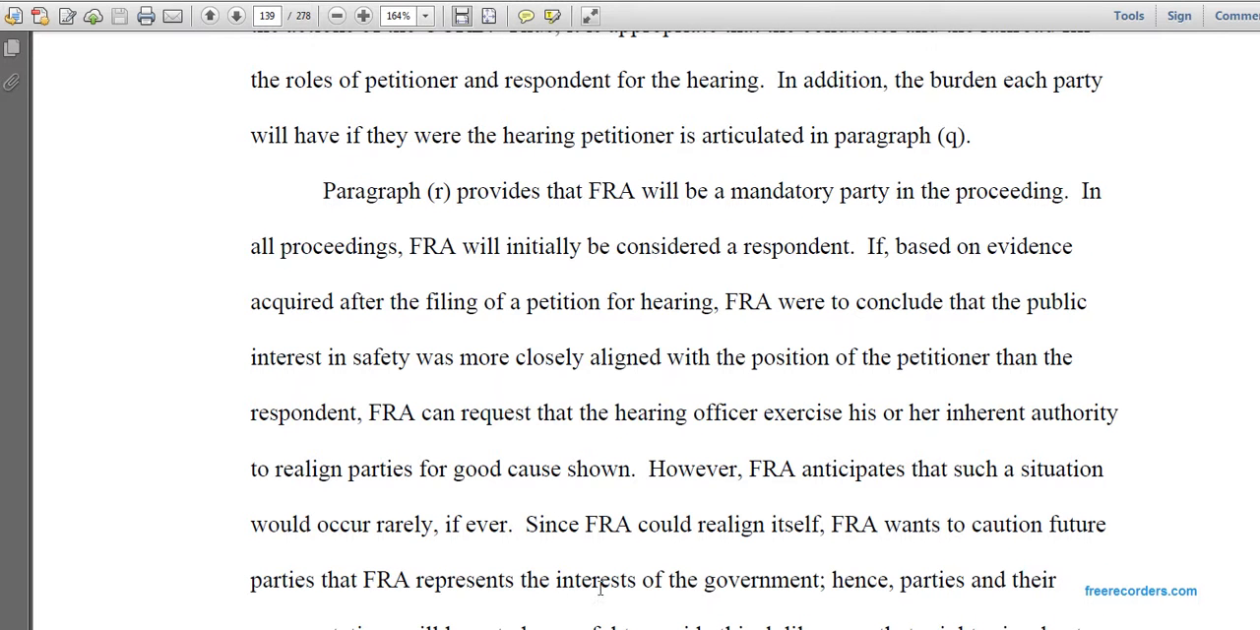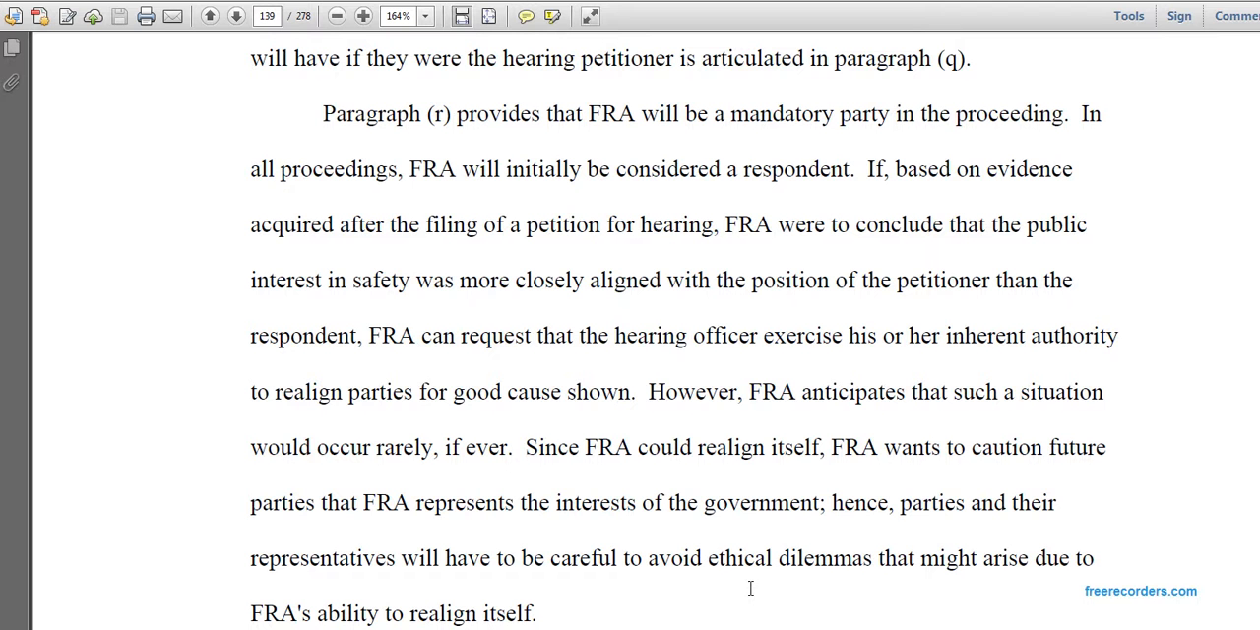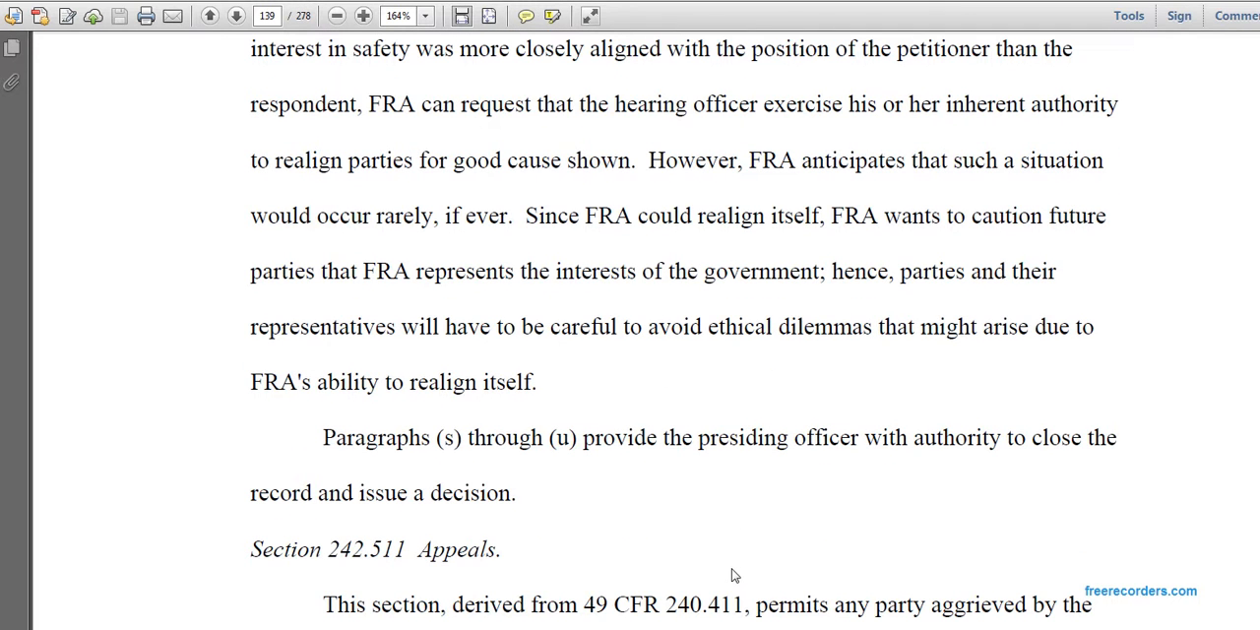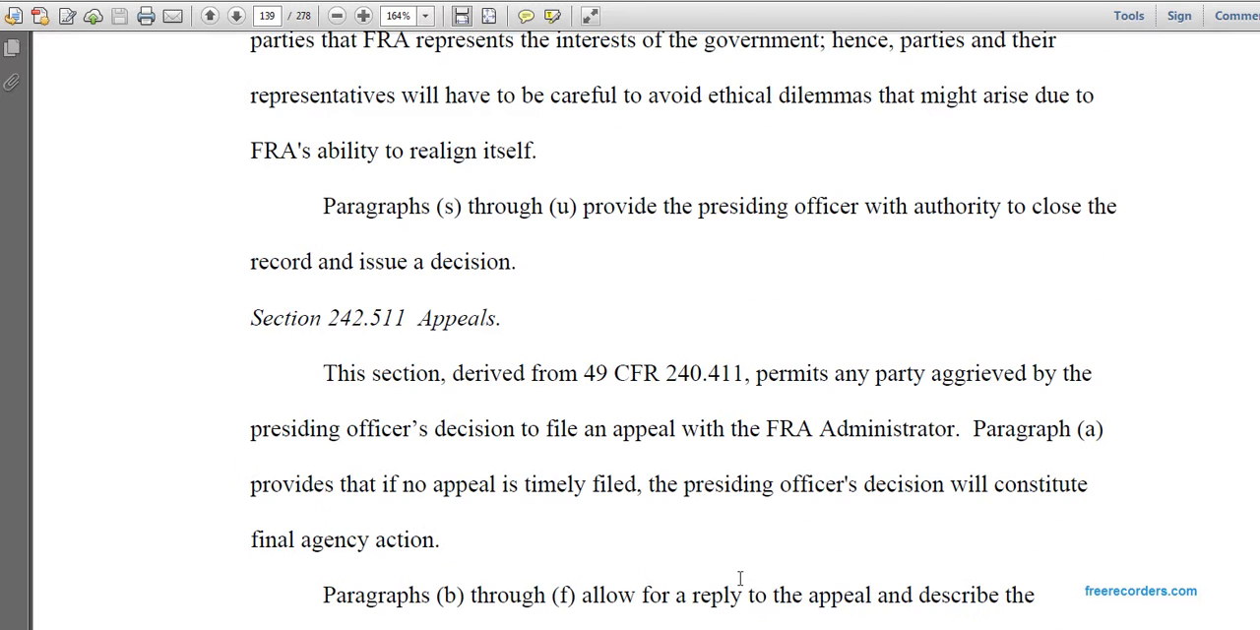The FRA wants to cause to function as parties. The FRA represents the interests of the government, hence parties and their representatives will have to be careful to avoid ethical dilemmas that might arise due to the FRA's ability to realign itself. Paragraphs S and U provide presiding officers with the authority to close the record, and issue the decision.